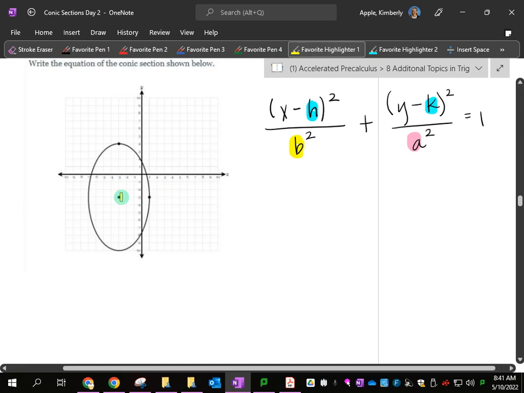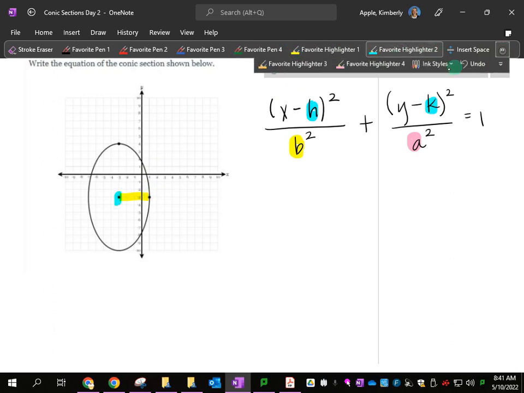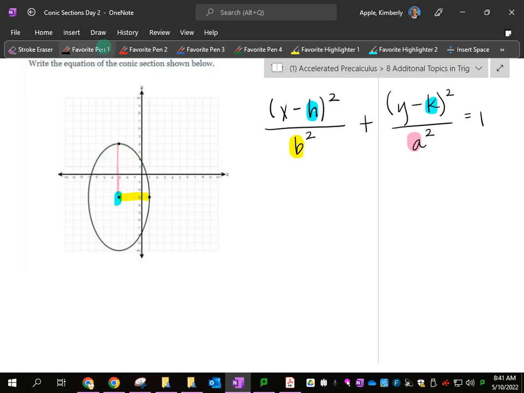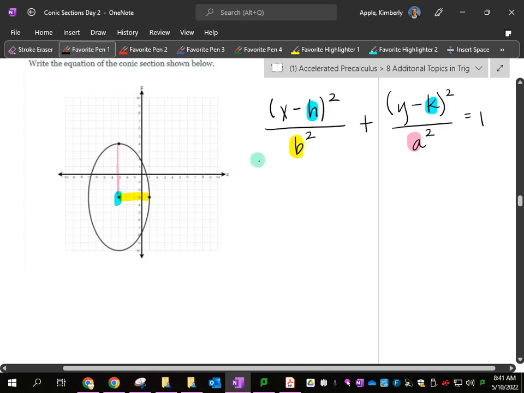All right, so remember b is half the distance of the minor axis. h, k is the center, and a is the length of the major axis cut in half. So what's h and k? What is the center? -3, -3. And then what is the length of the minor axis cut in half? 4. And so what is a? 7. All right, so let's just plug all this in.